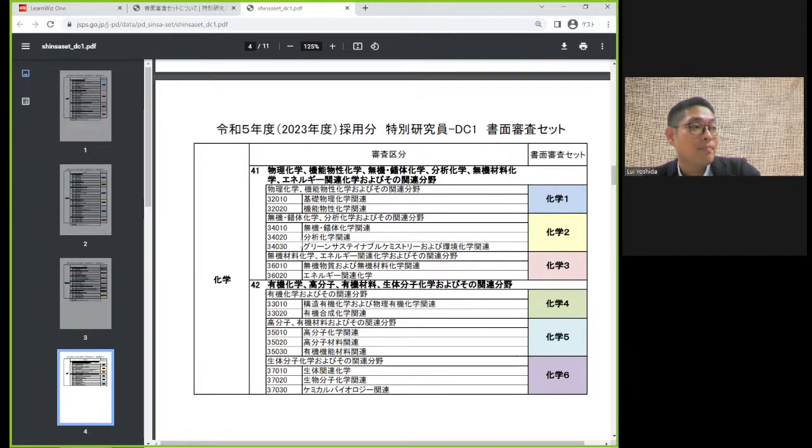So when you apply to Gakushin, you need to choose your category like this. If you choose green sustainable chemistry, your review set will be chemistry 2. The rightmost row is the review set. So green sustainable chemistry belongs to the chemistry 2 review set.